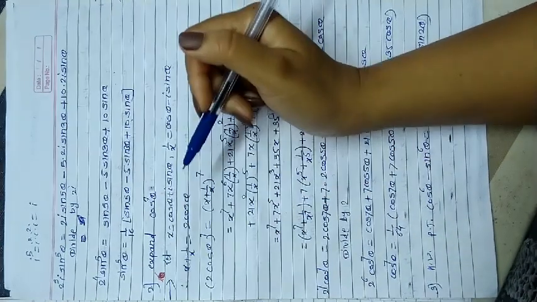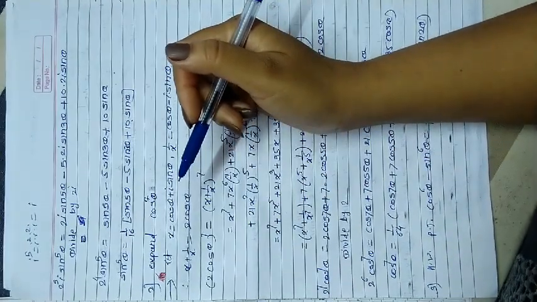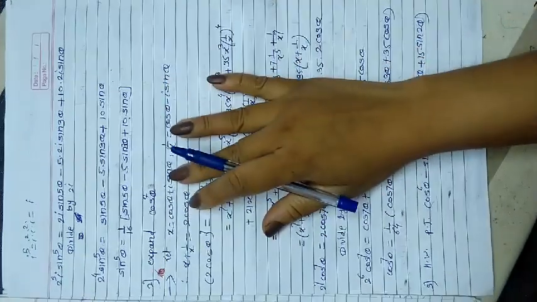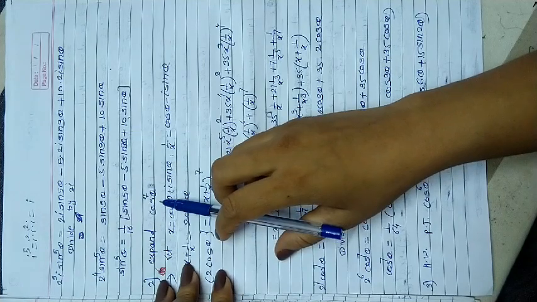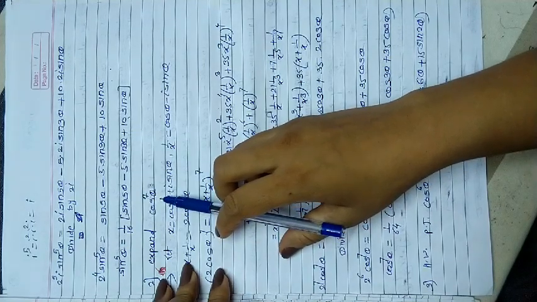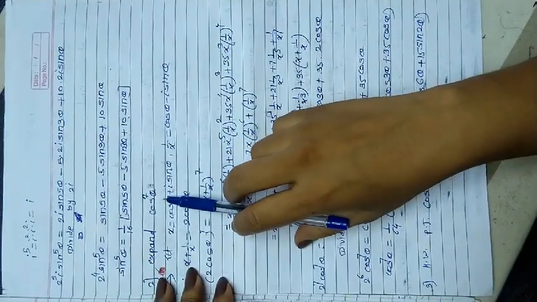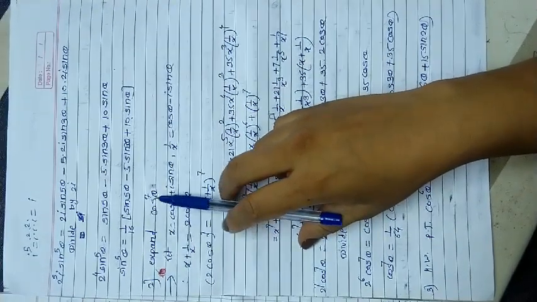Hello everyone. Now consider the next example. We have to expand cos raised to 7 now. In the earlier example we studied how to expand sin raised to a power, that is sin raised to 5. Now I consider the second example, cos raised to 7.